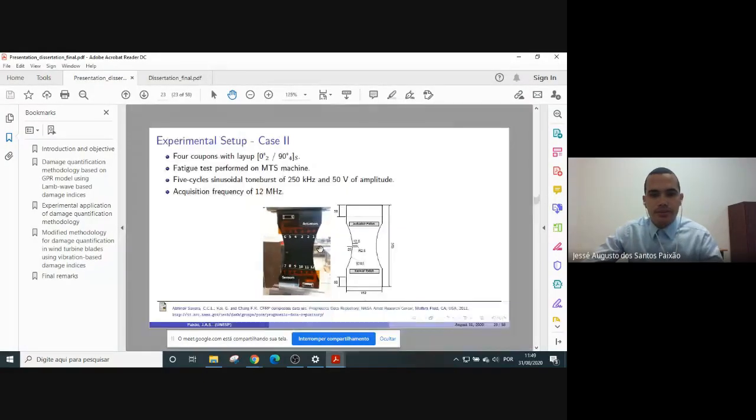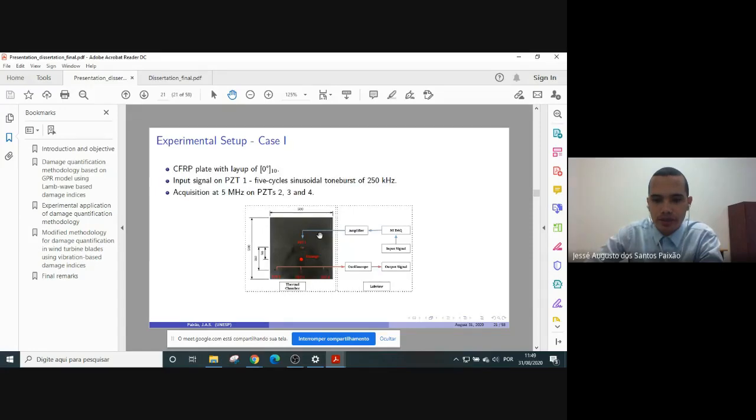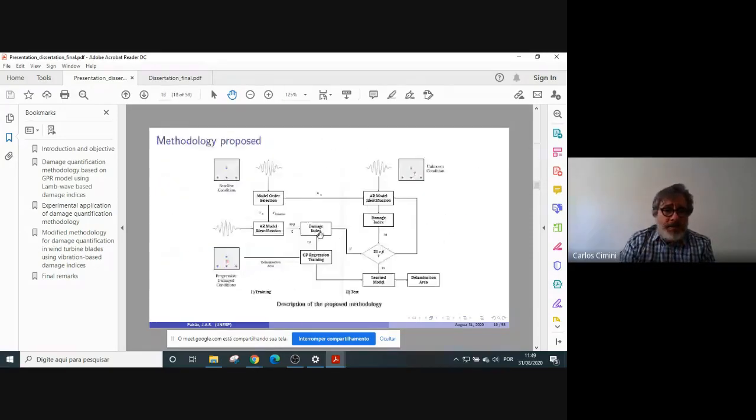Not the amplitude. In fact, what we use to compare is the coefficients of the AR, the AR model identified. For example, but you identify the model with the amplitude.